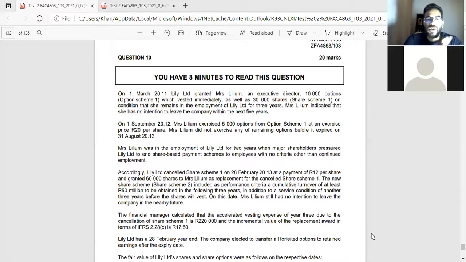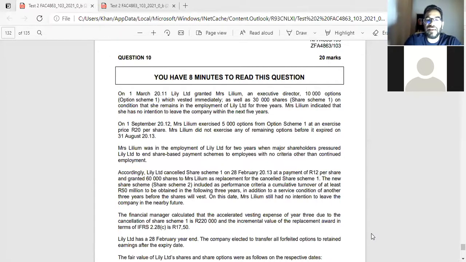So there's a number of important things over here. In that first part of the first sentence, we said 1 March, they granted shares and options. So 1 March 2011 will be the grant date. That means subsequently we don't change the share price. We don't change the value of the shares. We keep it based on the fair value at grant date. So very important. When it's an equity settled transaction, we are interested in the fair value at grant date.